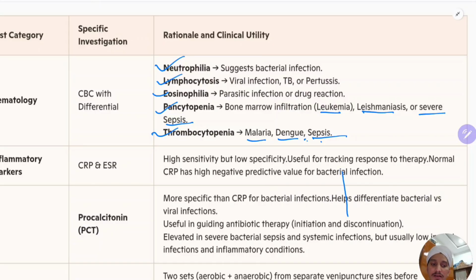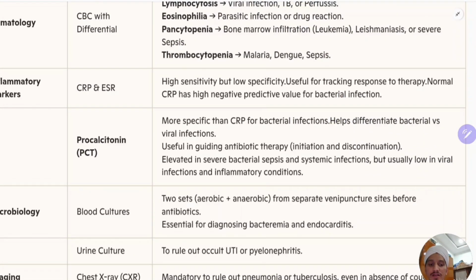Now coming to the inflammatory markers. CRP and ESR have high sensitivity but low specificity. That means they say that there is inflammation, but they will not tell you whether the inflammation is due to infection or some other non-infective cause. They are useful for tracking response to therapy. When you give targeted therapy and the infection is going, then these will come down. This is an important point: normal CRP has a high negative predictive value for bacterial infection.